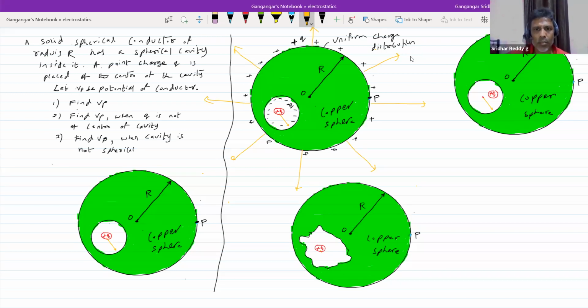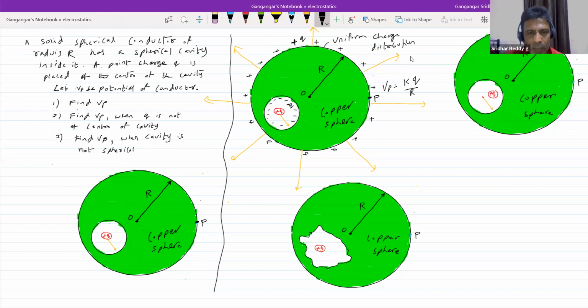So it is similar to a charged conductor. Therefore, what is the potential at point P? Shall we directly write the answer? Potential at point P is equal to KQ by R.